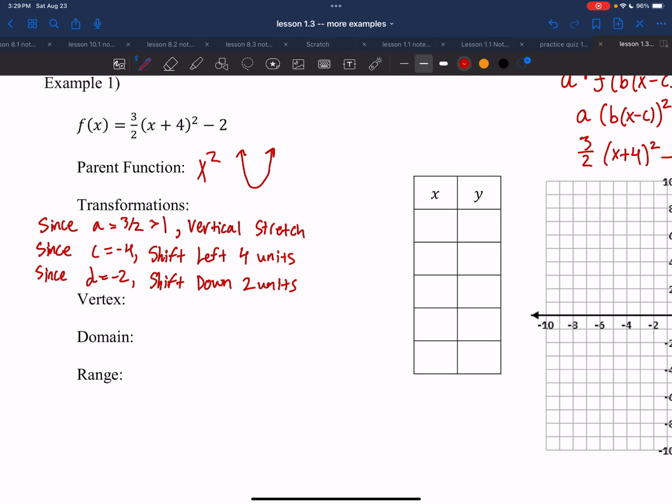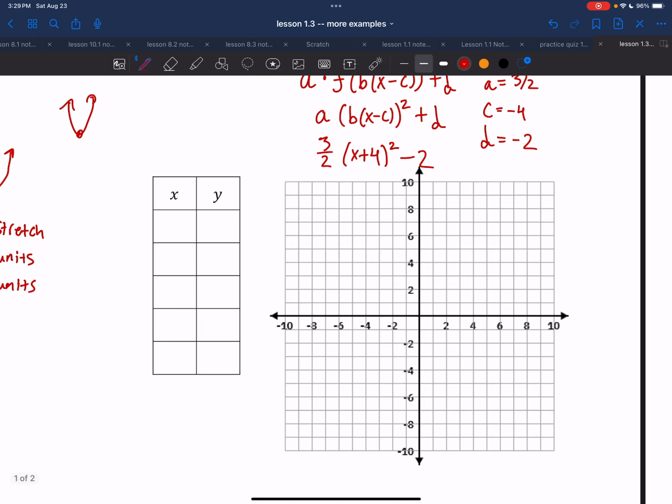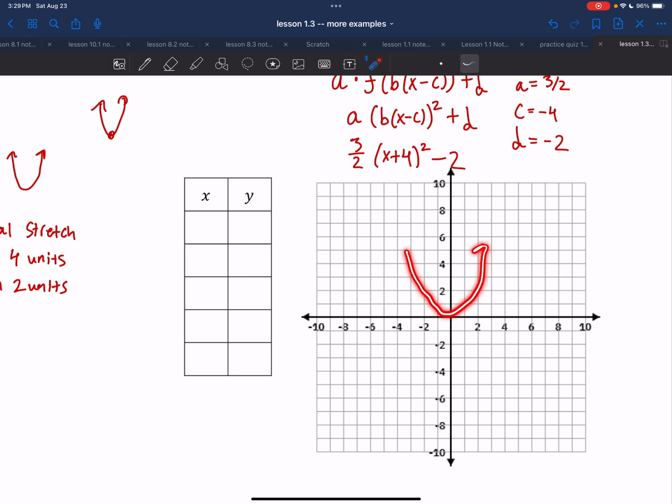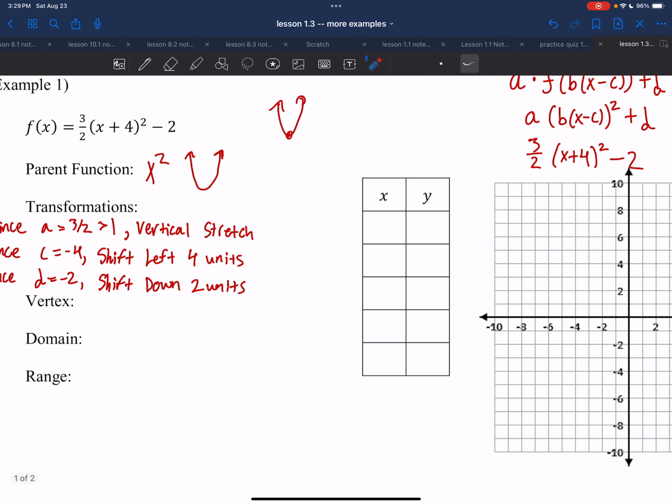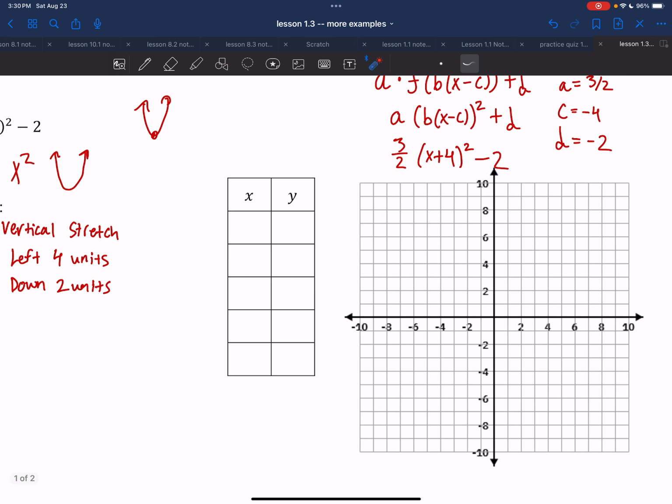So if you know that the parent function of a quadratic, maybe if I just sketch it here, looks something like this. That's a very rough sketch, but its vertex is at 0, 0. That's at the origin. If I look at the transformations, I have shifted this left 4 units, down 2 units. So that vertex at 0, 0 will shift left 4 units, then down 2 units, meaning my first point, the vertex, actually is going to be at -4, -2. So I'm actually going to write that down now, -4, -2. And that is my first point on the parabola, like so.